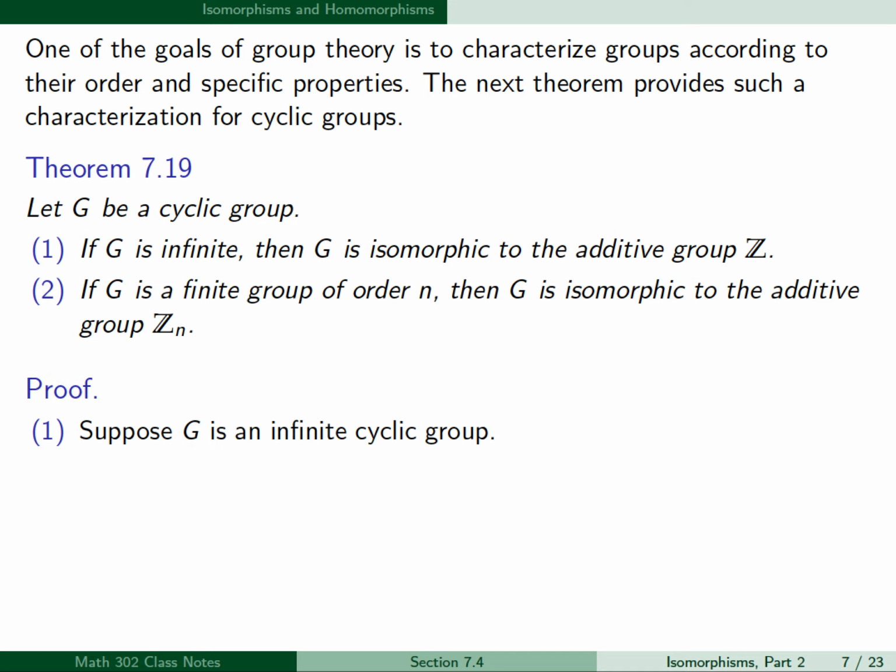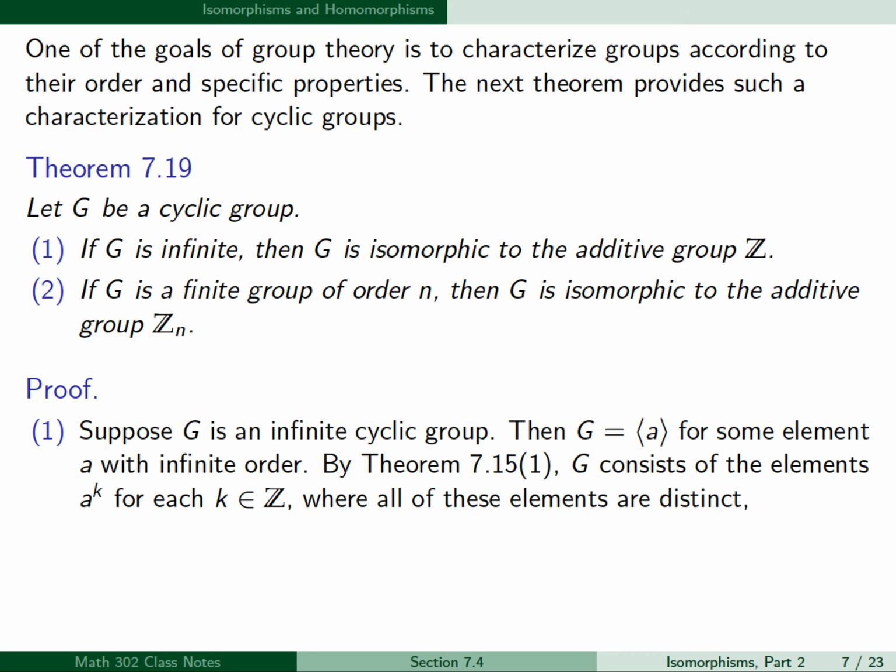So let's look at the proof. For part one, we're going to suppose that G is an infinite cyclic group. That means that G is equal to the cyclic group generated by a, for some element a with infinite order. And by Theorem 7.15 part 1, G consists of the elements a^k for each k in Z, where all of these elements are distinct. That's where the infinite order comes into play. So G is equal to the set a^k as k ranges over all the integers.